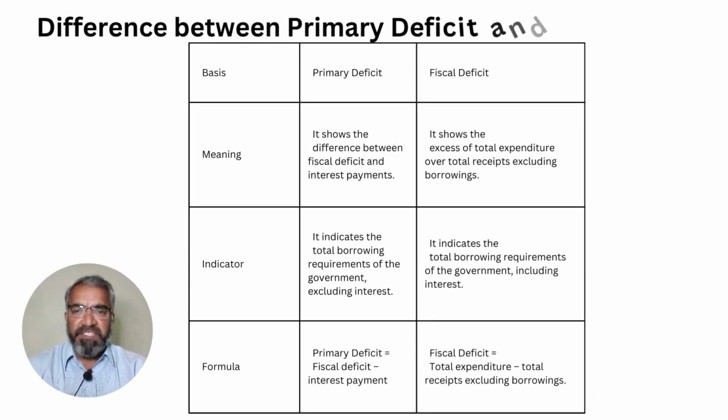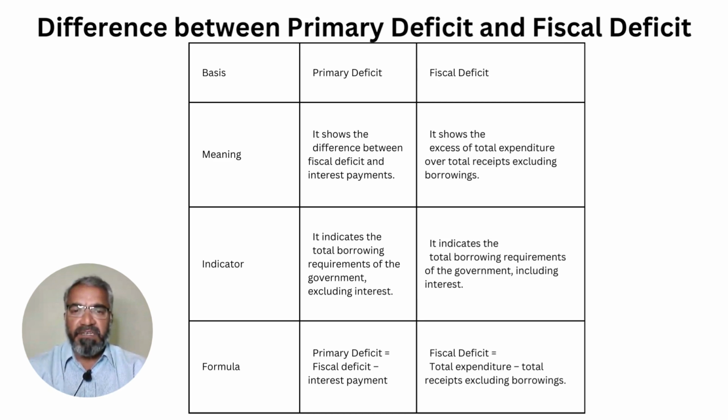Difference between primary deficit and fiscal deficit: meaning, primary deficit shows the difference between fiscal deficit and interest payments, while fiscal deficit shows the excess of total expenditure over total receipts excluding borrowings. As an indicator, primary deficit indicates the total borrowing requirements of the government excluding interest. Fiscal deficit indicates the total borrowing requirements of the government including interest.